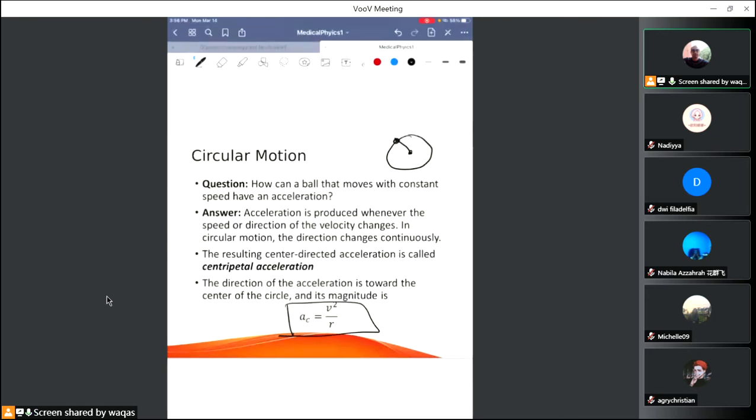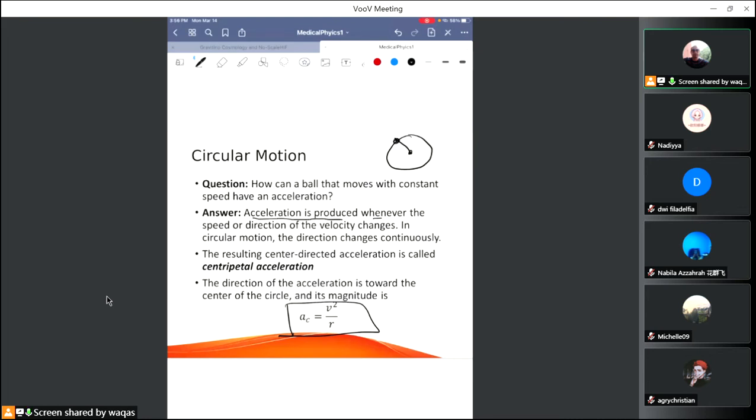Okay, here I can put a question. How can a ball that moves with a constant speed have an acceleration? This ball moves at a constant speed, yet it has acceleration. Constant speed means that the ball is changing its direction. Okay, this is the answer.